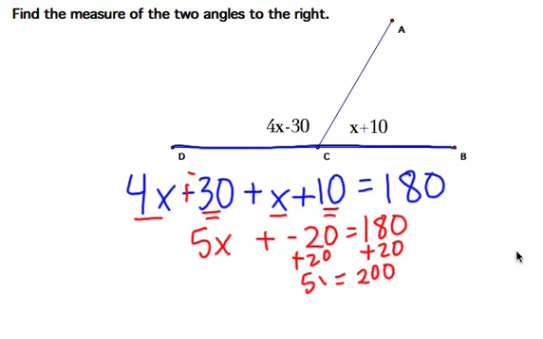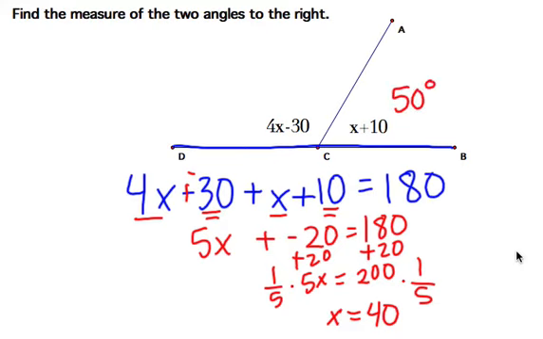And then if I do reciprocal, I get that x is 40, okay? So it says find the measure of the two angles to the right. Well, neither of them is just x, so I'm just going to have to use that 40 to figure it out. So this one on the right is x plus 10, so that means that this angle is 50 degrees.